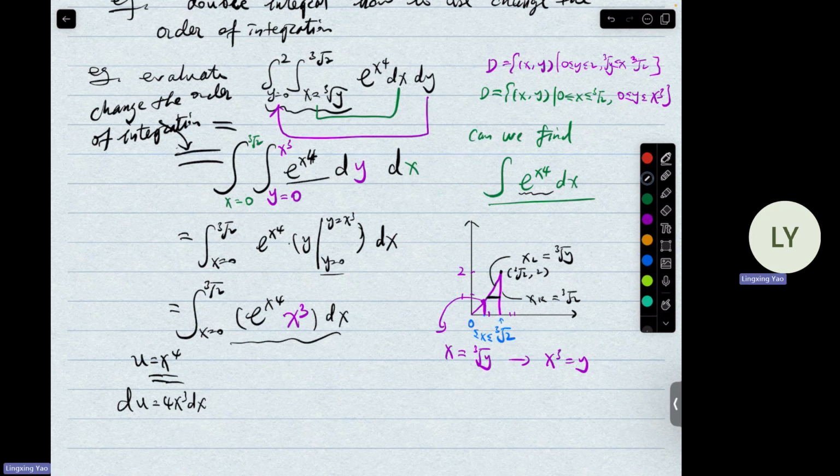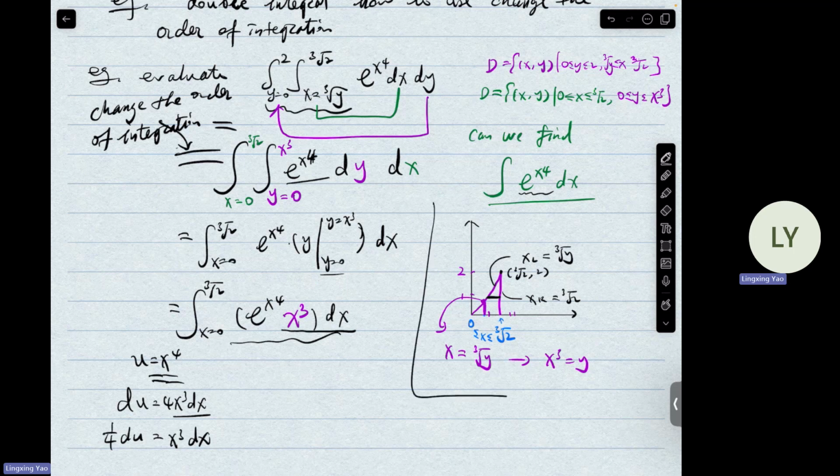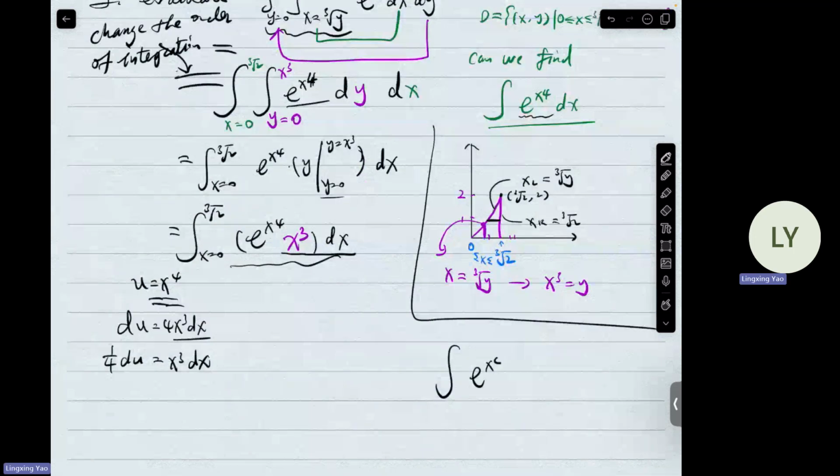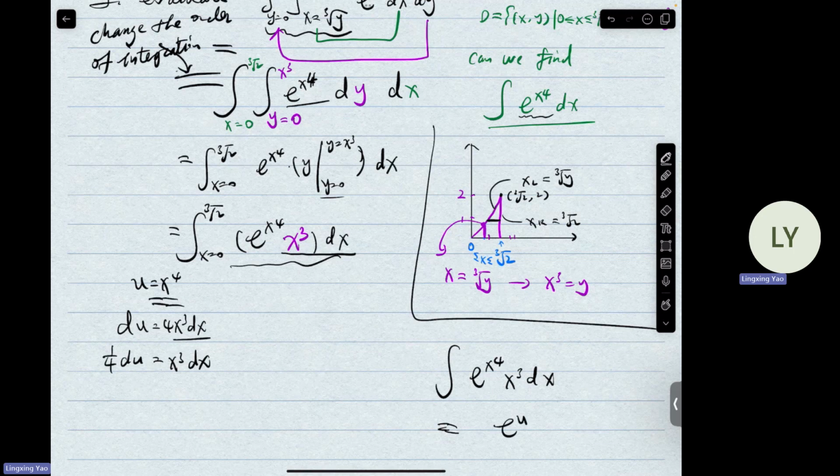Now we can see why we need to have this x cubed dx because of this, right? So 1 over 4 times du equals x cubed times dx, obviously. So we can find the antiderivative. Well, maybe you should do it here. So the antiderivative for x e to the x to the 4 times x cubed dx is supposed to be e to the u du times 1 over 4.